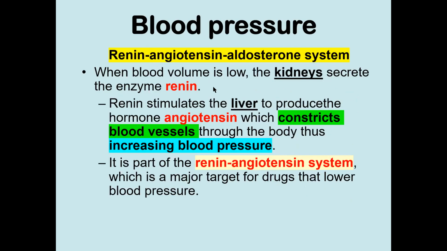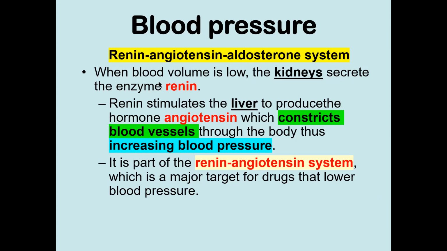We have a system called the renin-angiotensin-aldosterone system. I don't expect you to remember that, but we have a system that's made up of these hormones. And I'll go through it. It's just fascinating how these systems have developed in animals over the time that we've been developing.